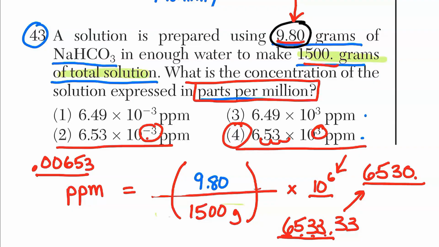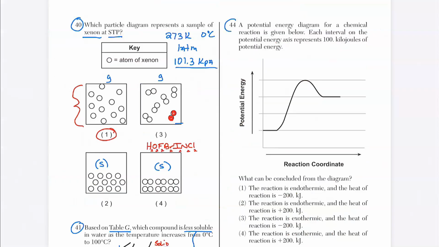Number 44. Number 44. A potential energy diagram for a chemical reaction is given below. Each interval on the potential energy axis represents 100 kilojoules of potential energy.